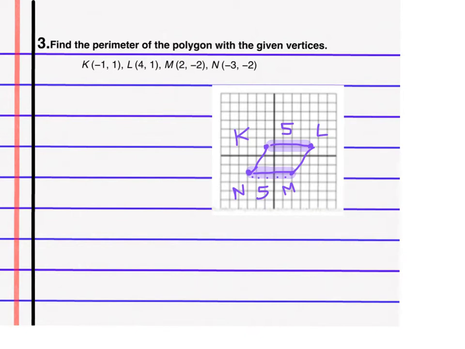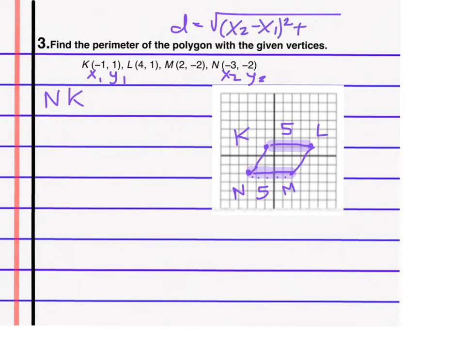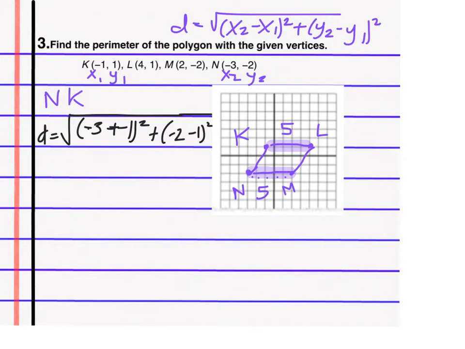Okay. Then for NK, since it's a diagonal, I am going to have to find the distance. I'm going to label x1, y1, x2, y2. If you need your distance formula, I'll drop it up here. So take a minute, pause the video, see if you can find the distance on your own of NK. I'll put up my work, but I want you to try it, pause it, see how you do.